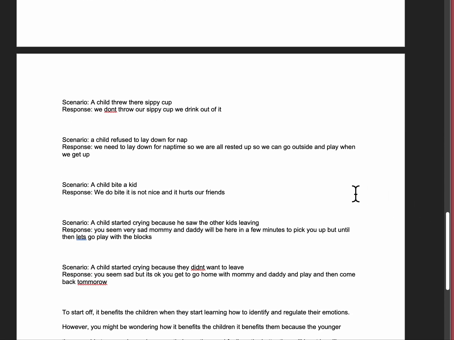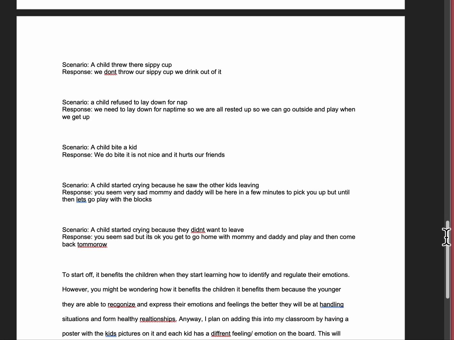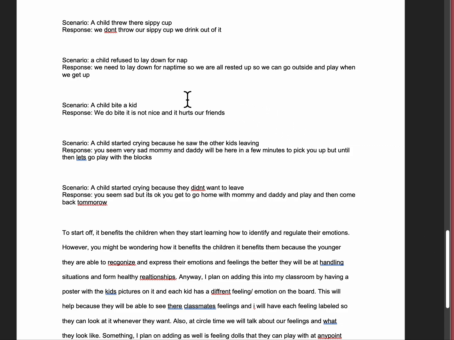Throwing a sippy cup is, again, throwing things is very normal for young children. I think if they throw things, we just pick them up and clean them off and give them back to them, or give them something they can throw instead of the sippy cup. I just want to make sure that we're understanding that these children are not really doing anything, quote, wrong. We just have to recognize that young children do these things. Refusing to lay down for nap is another thing that young children have a really hard time doing. So yes, you could say we need to lie down at rest time, but I would like to know more about what's being done to help that child with nap time.